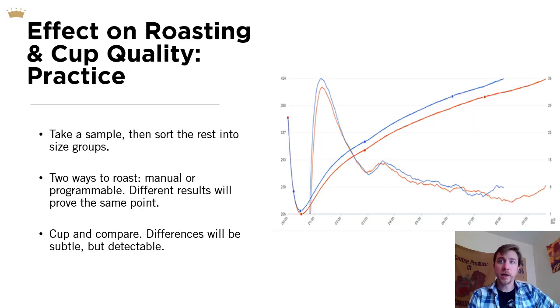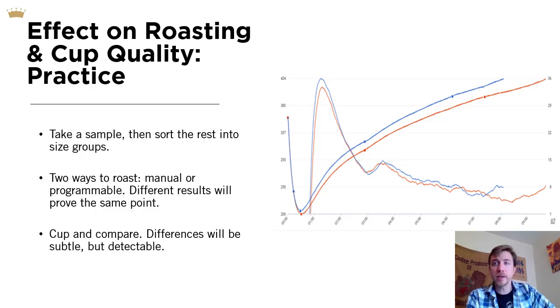The last thing we should talk about here is the effect on roasting and some ways that you can experiment on this on your own, some ways to control your results and understand exactly what it is that you're dealing with. The graph on the right shows two roasts of the exact same coffee with the exact same roast approach. The blue line is the separated out single screen size, whereas the red line is the unsorted batch.